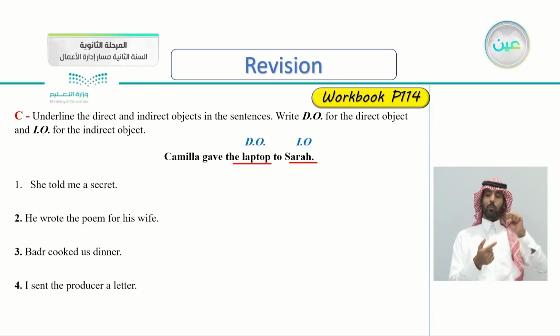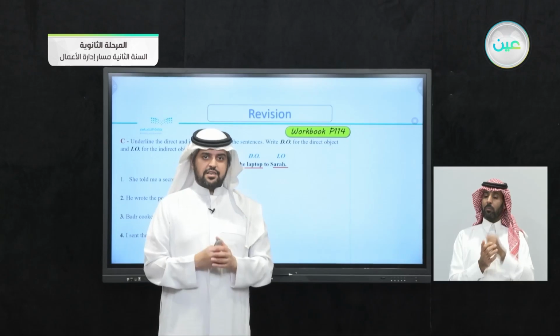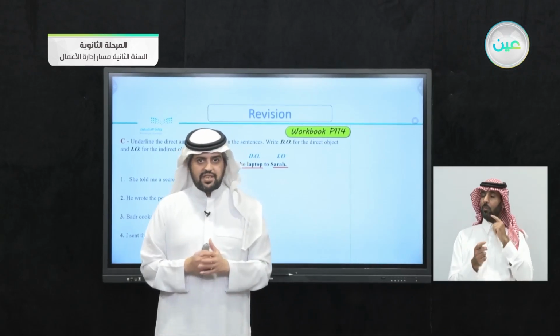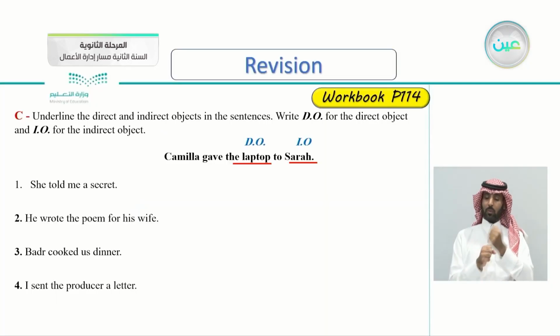She told me a secret. So where's the direct and indirect object here? Okay, let's check the answer together. Me is the indirect object and the direct object is a secret. Excellent. Number two, he wrote the poem for his wife.